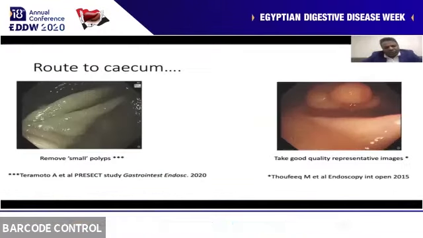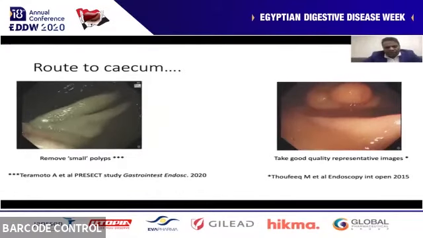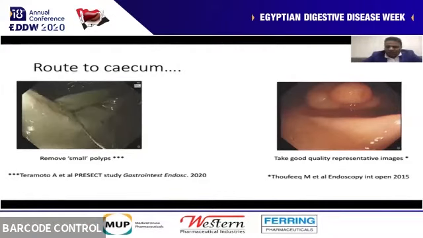We also know that we do find tiny polyps on the way to the cecum, and sometimes on the way out, we don't actually see them. So it is quite important to remove them on the way in. And there is evidence to suggest that removing them on the way in does not actually lengthen the procedure.